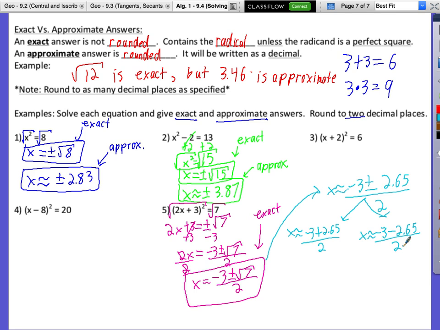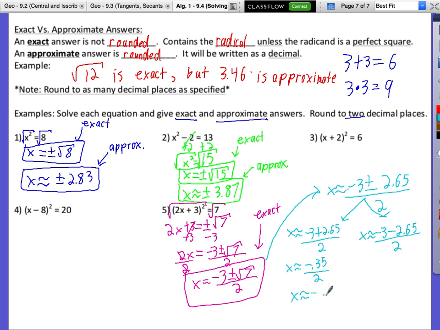Okay, now we've already started using calculators at this point, so you can continue using calculators in this problem if you so choose. What is negative 3 plus 2.65, Ben? Negative what? Negative 0.35 over 2. Let's go ahead and finish solving this equation. In your calculator, go ahead and do negative 0.35 divided by 2.